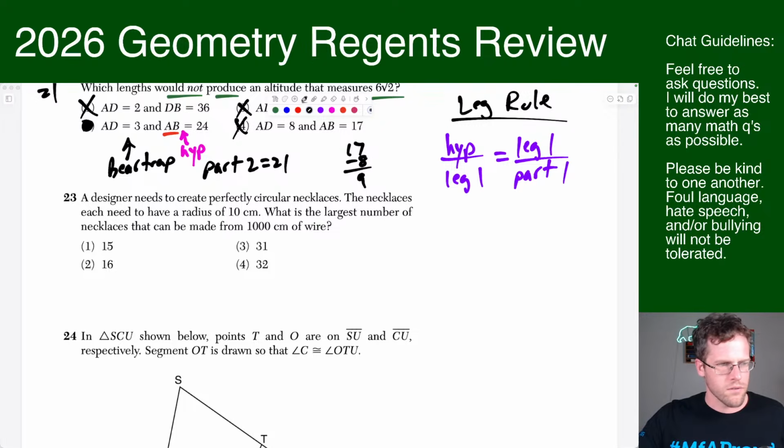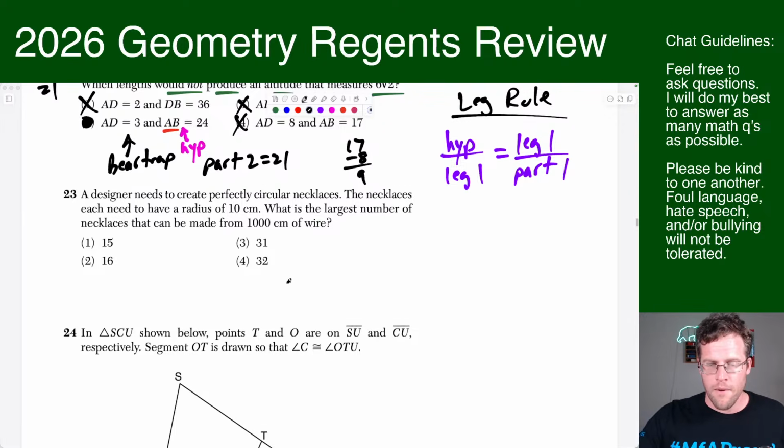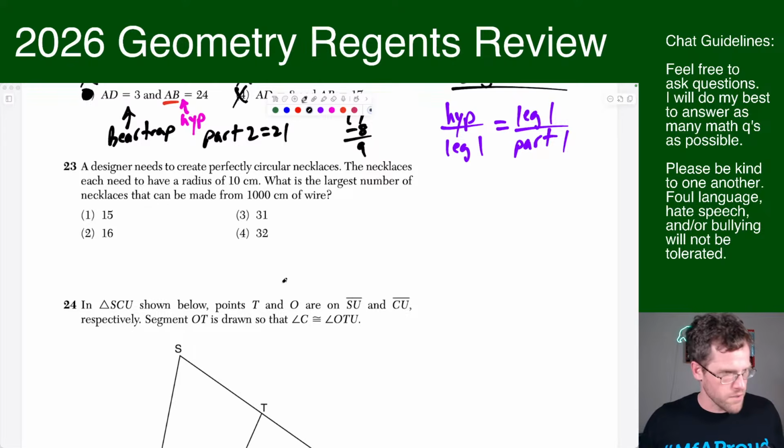Alrighty. So let's see here. Moving on to the next part. Question 23. We're an hour and 14 in. All right, I'll maybe pick up the pace a little.